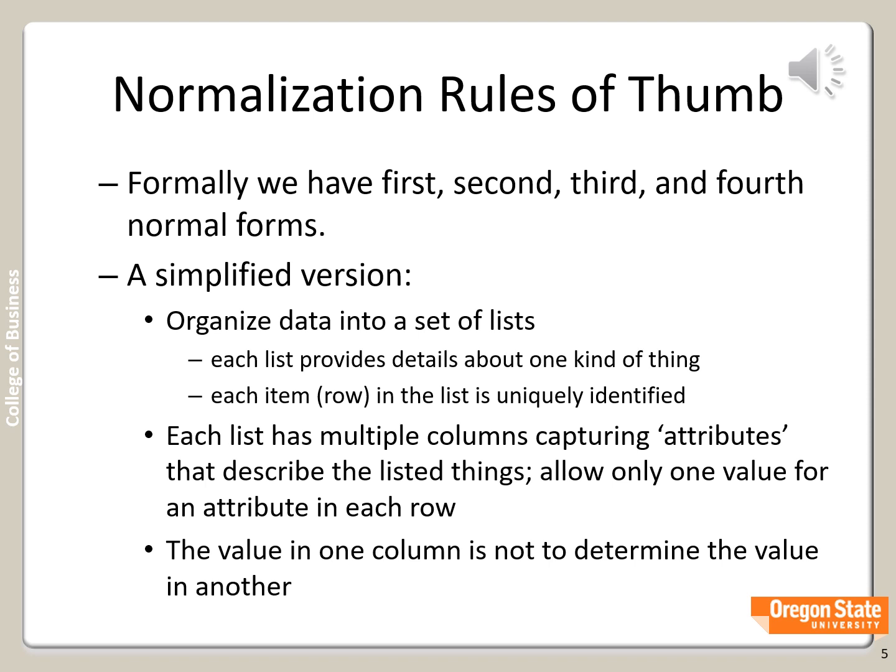So here are some rules of thumb. Give each kind of thing its own list and make sure each row in the list is uniquely identified. Add columns to store attributes of interest, and if you need more than one value for one attribute in one row, you will probably need an additional table in your design. And finally, values in one column are not to be determined by values in another column. We'll explain each of these a little more in future slides.